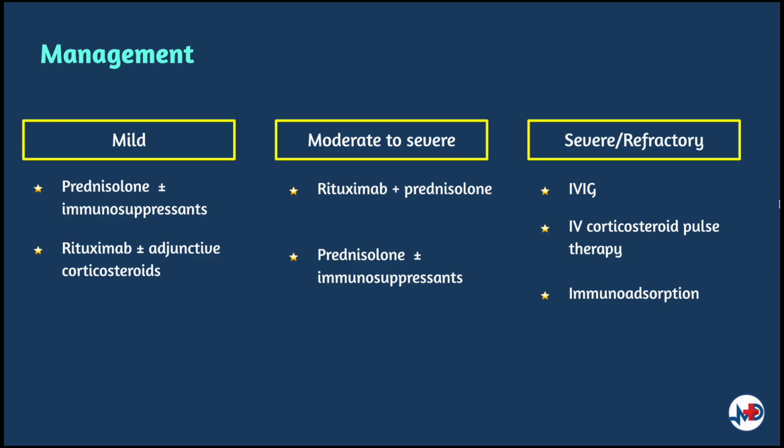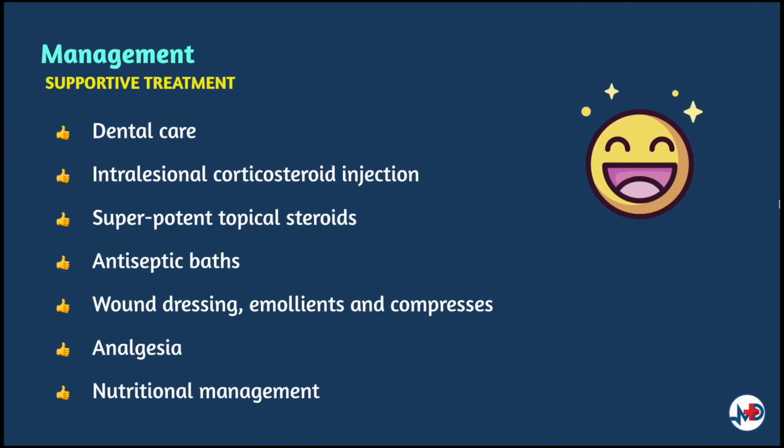Patients with severe or refractory pemphigus vulgaris can be recommended intravenous immunoglobulin, intravenous corticosteroid pulse therapy, or immunoadsorbent therapy. Remember, serum IgA deficiency must be ruled out prior to intravenous immunoglobulin treatment as it is a contraindication. When it comes to supportive therapy, that should be considered in all patients, which includes appropriate dental care, intralesional injection of corticosteroids, adjuvant treatment with super potent topical corticosteroids, antiseptic baths, analgesia, and nutritional management with the help of a dietitian.